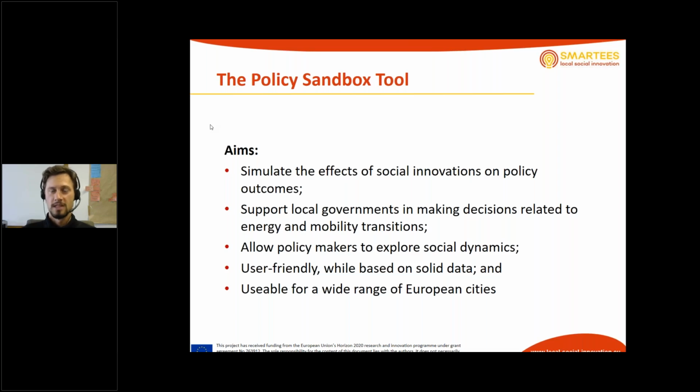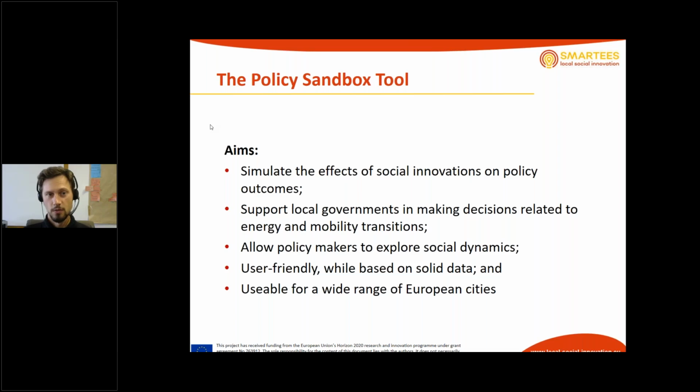And this tool is supposed to be a teaser for what this modeling can do, and also try to capture what the research and the outcomes of some of these policy scenario workshops were. So this tool is the so-called Policy Sandbox Tool. The aims were to simulate the effects of these social innovations, as I said. One key aim was also to support local governments in making decisions related to their energy and mobility transitions, and potentially use this tool as a first insight in how this could be done.